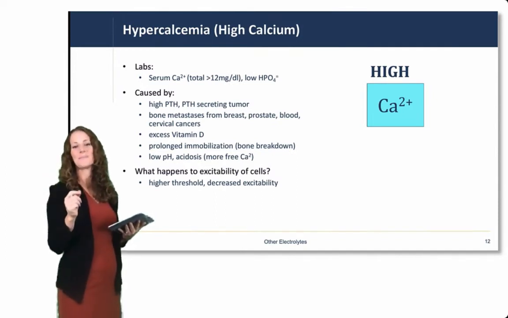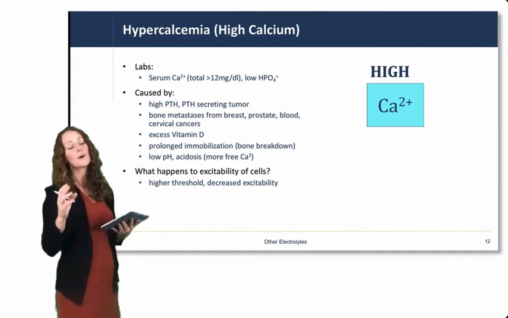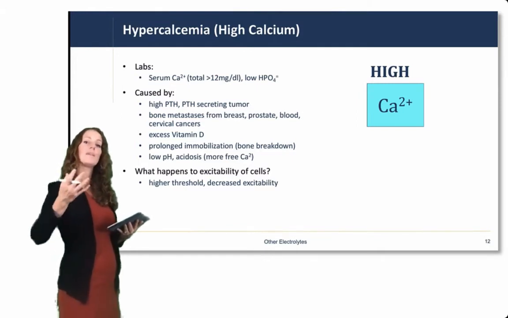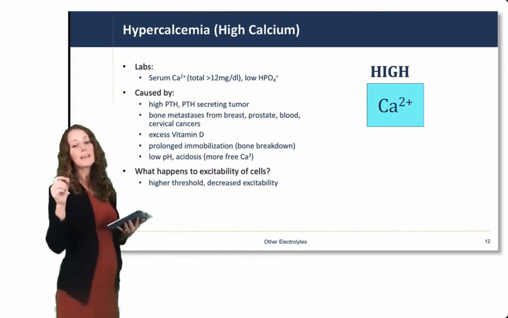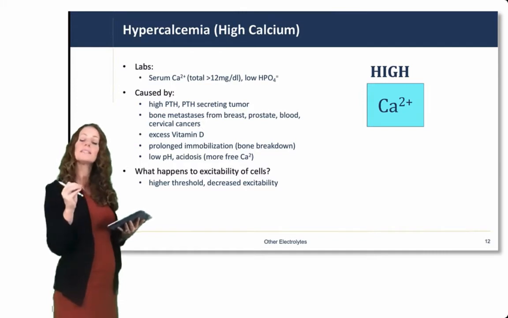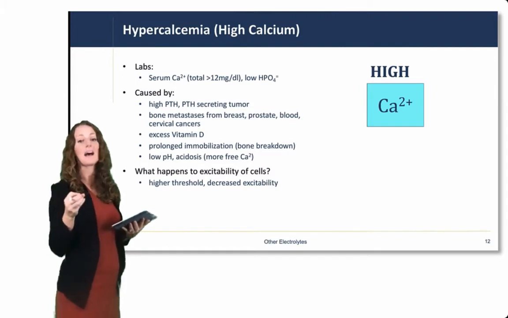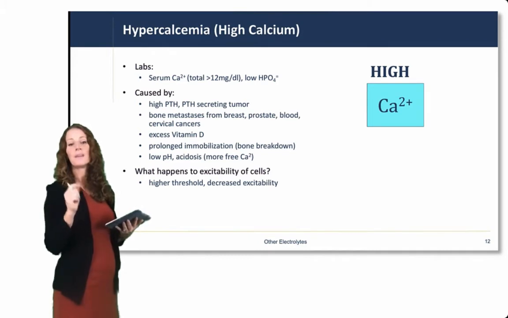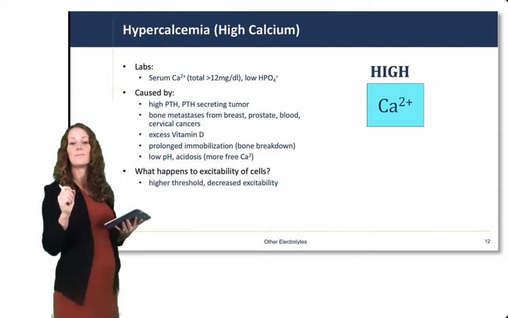Hypercalcemia is high calcium. This is a serum calcium level greater than 12. It can also coincide with a low phosphate level. It's caused by high parathyroid or a parathyroid secreting tumor, bone metastases if they are breaking down bone. So we talk about hypercalcemia of malignancy, and that's usually due to tumors breaking down bone and causing release of calcium from that broken down bone. That's a very important sign of cancer that you want to pay attention to.